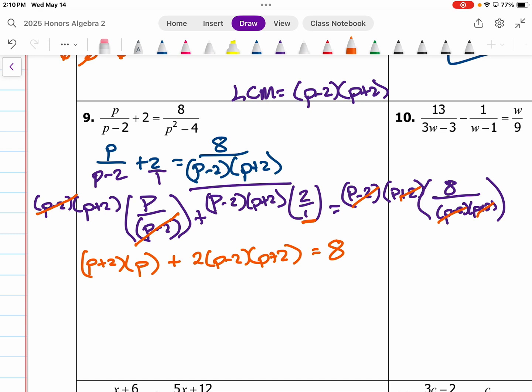Now I need to multiply carefully with the stuff on the left, then combine like terms, bring the 8 over eventually, and then start solving for the P.